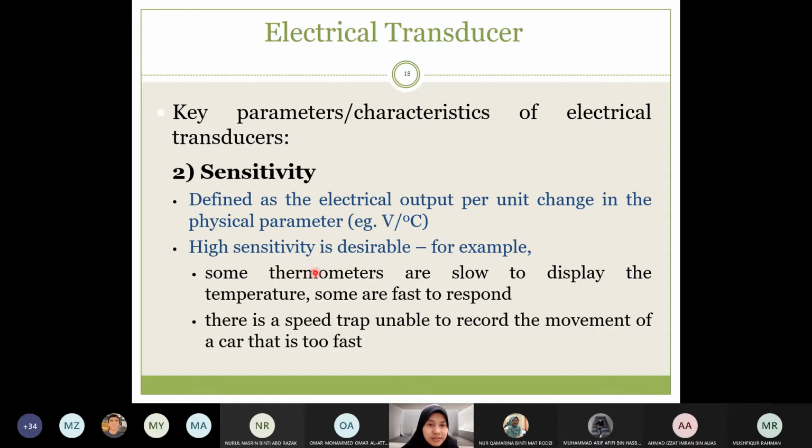Okay, so a sensitive speed trap device should be able to record the movement, even though the speed of the car is too fast.